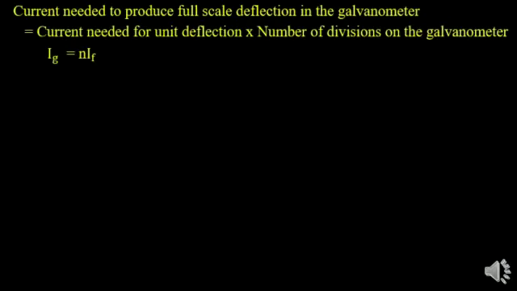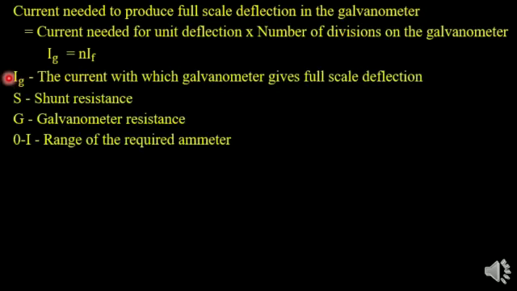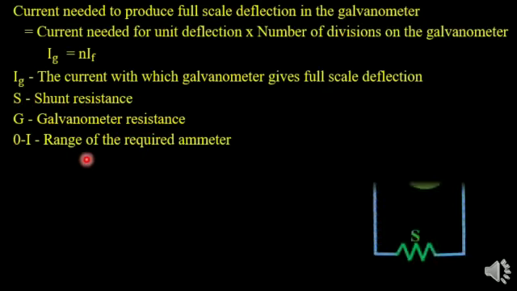Current needed to produce full-scale deflection in the galvanometer equals the current needed for unit deflection in the galvanometer times the number of divisions on the galvanometer. That is, Ig equals N into If. Ig is the current with which the galvanometer gives full-scale deflection. S is the shunt resistance. G is the resistance of the galvanometer. 0 to I is the range of the ammeter required.